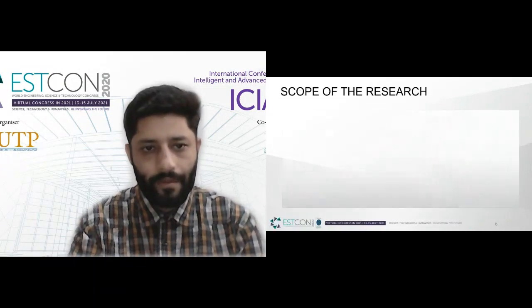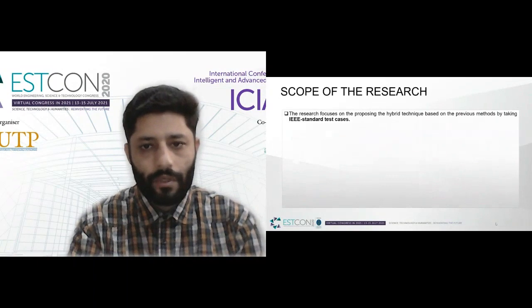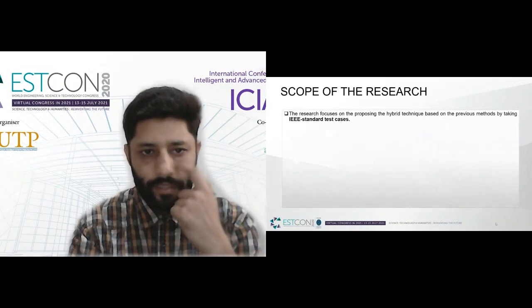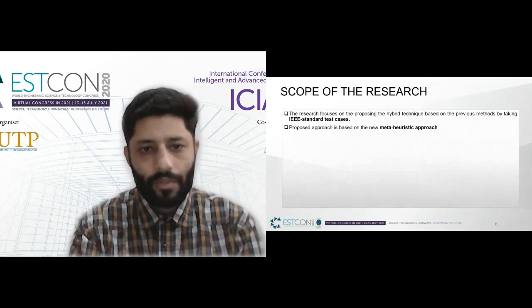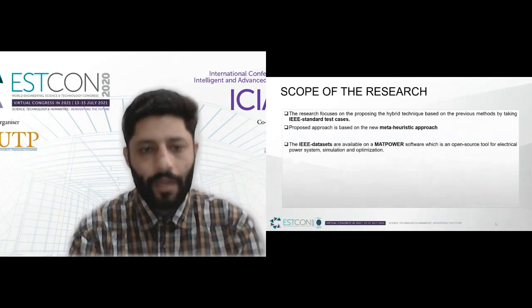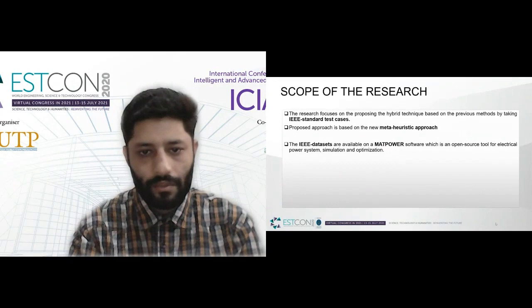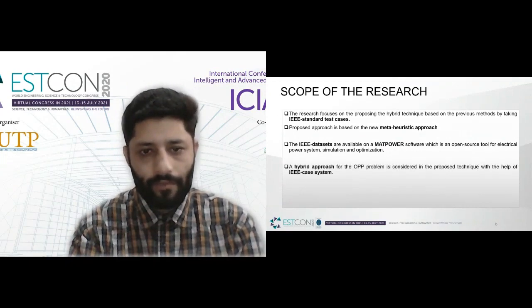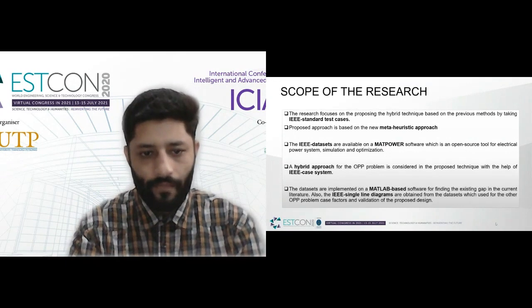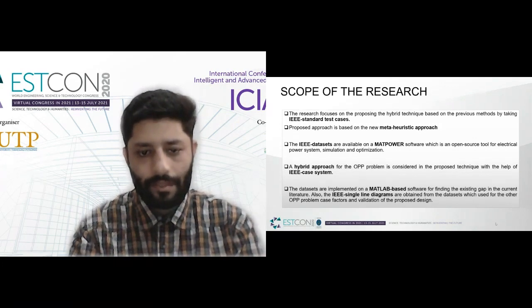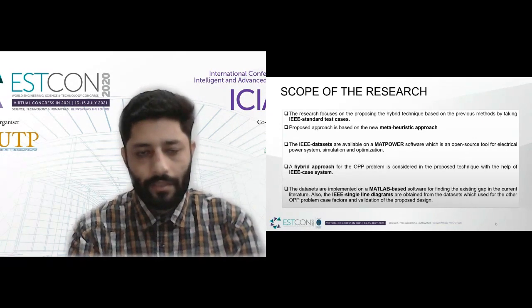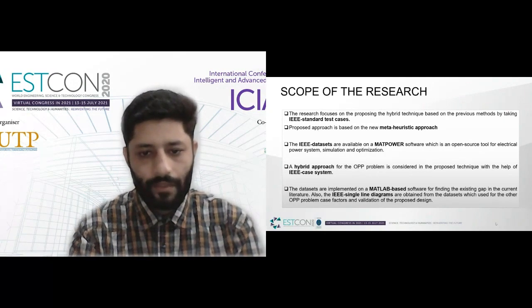Scope of the research. The research focuses on proposing a hybrid technique based on previous methods, taking IEEE standard test cases. The proposed approach is based on a new meta-heuristic technique. The IEEE datasets are available in MATPOWER, which is an open source tool for electrical power system simulation and optimization. A hybrid approach for the OPP problem is considered in the proposed technique with the help of the IEEE case systems. The datasets are implemented in MATLAB-based software for finding the existing gap in the current literature. Also, the IEEE single-line diagrams are obtained from the datasets, which are used for the OPP problem, case factors, and validation of the proposed design.